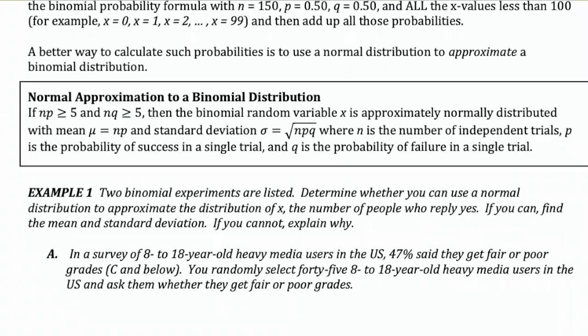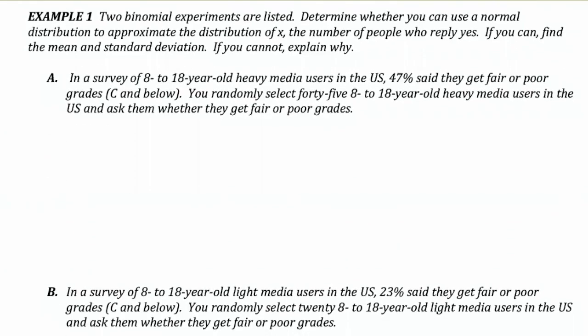Let's check out some examples. Two binomial experiments are listed. We're going to determine whether we can use a normal distribution to approximate the distribution of x, the number of people who reply yes. And then if we can, we're going to find the mean and the standard deviation. If we can't, we will say why. So part A says it's a survey of 8 to 18-year-old heavy media users in the US, and 47% said they get fair or poor grades, namely a C and below.